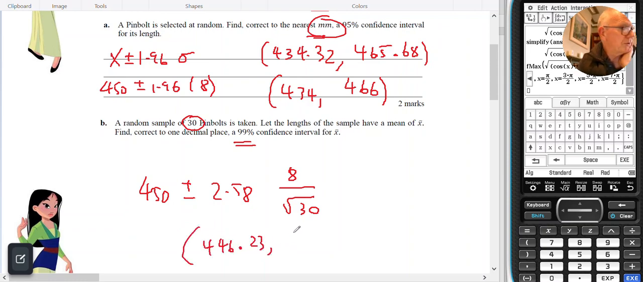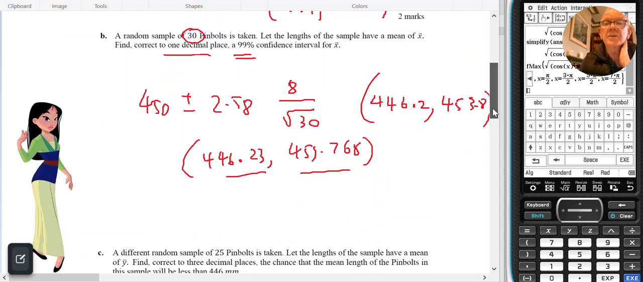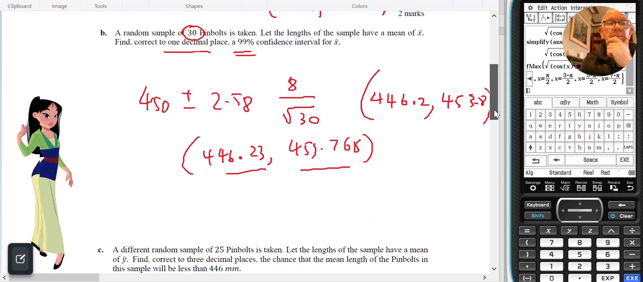446.23 through to 453.768, which gives you to one decimal place 446.2 to 453.8. I suggest you write out all of the decimal places and then round once. Give yourself a chance to get the marks.